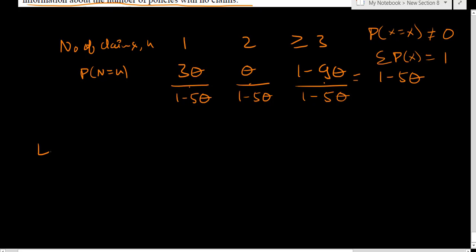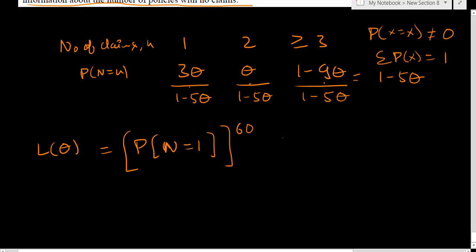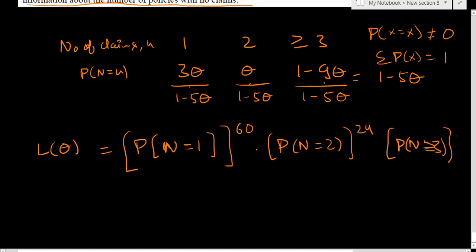Let's talk about the likelihood function. So likelihood function is only a function of theta. It would be equal to the probability that n is equal to 1 to the power of however many values we have for 1. So we have got 60 policies with one claim, and then for 2 we have got the probability that n is equal to 2 to the power of 24, and the probability that n is greater than or equal to 3 is to the power of 16.